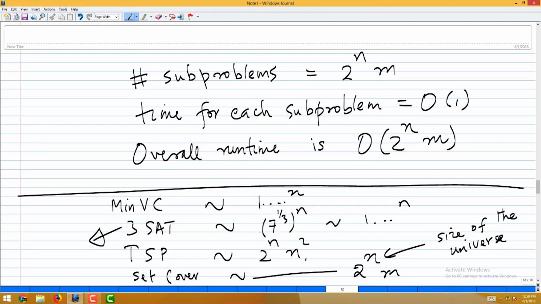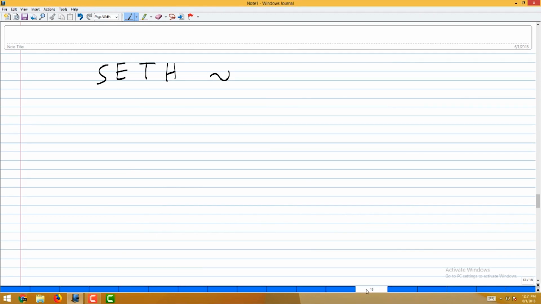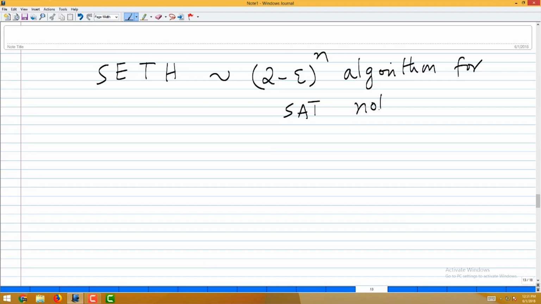This is all fine if the number of variables in the clause is a constant, but if you do not have any bound on the number of variables, this is general SAT which is also NP complete, then the conjecture is that a (2 minus epsilon) power n algorithm for SAT is not possible. I mean, this is a conjecture, we do not know that.